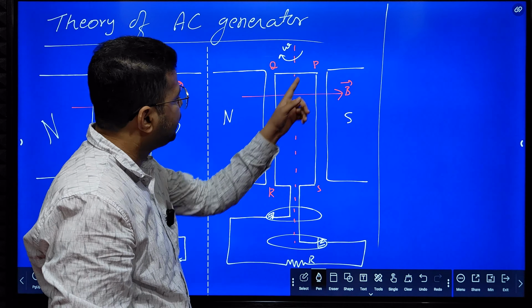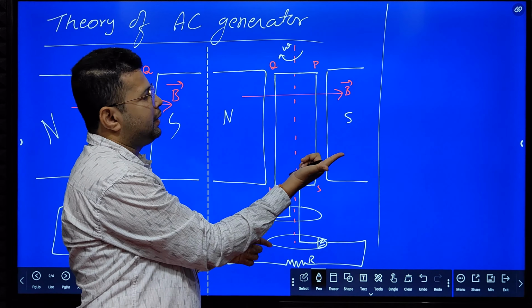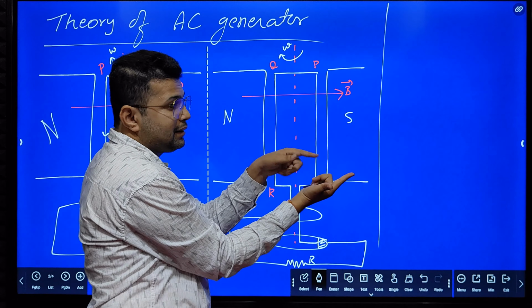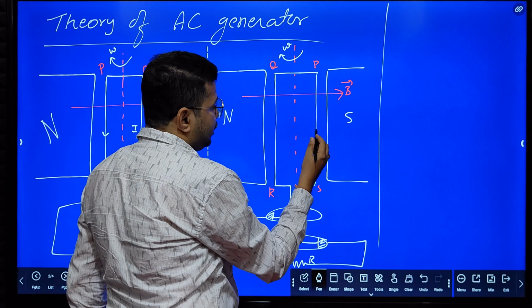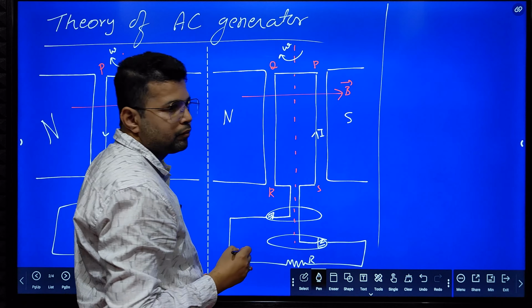So if PS is coming out, the forefinger gives the direction of the magnetic field, the thumb gives the direction of motion of the conductor, and PS is coming out, then the central finger gives you the direction of current. So the current is upwards.